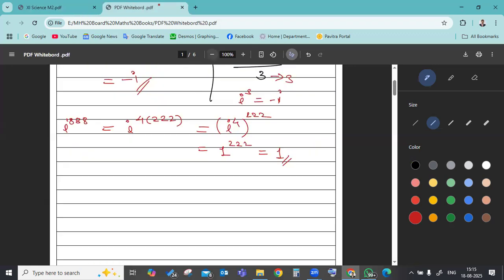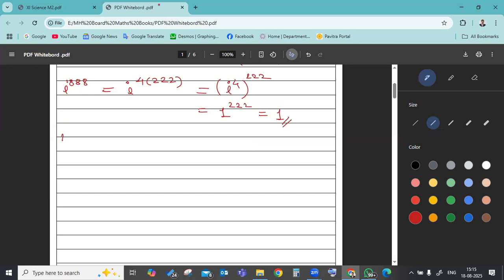Solve this: I raised to 93. Solve it and tell me the answer.